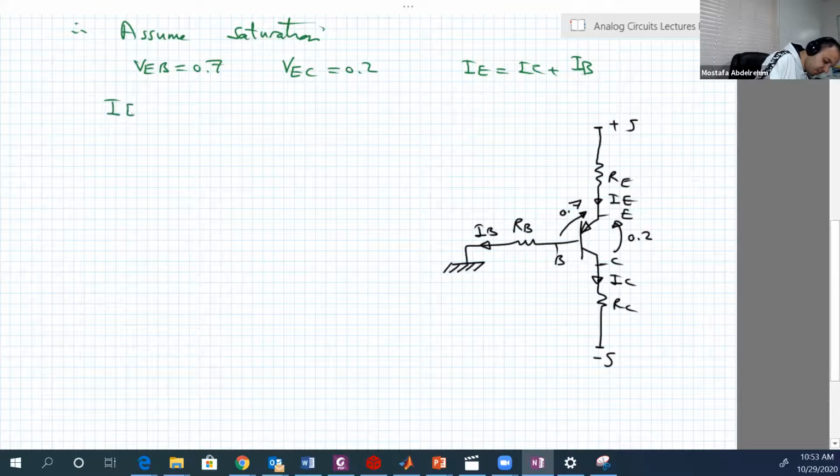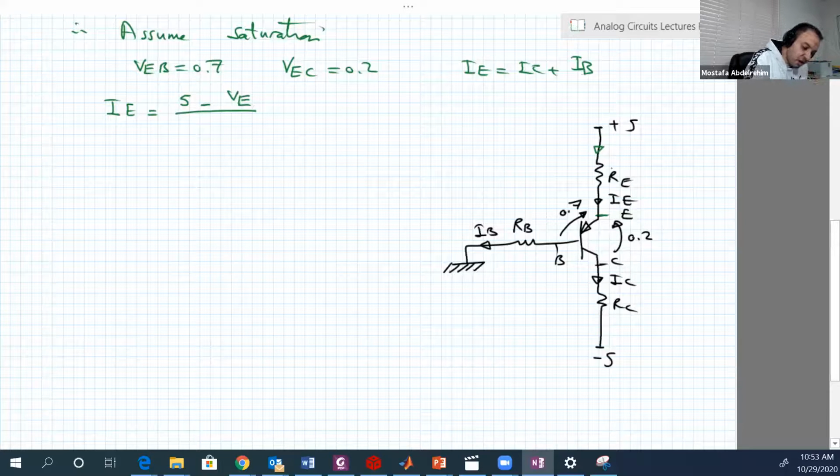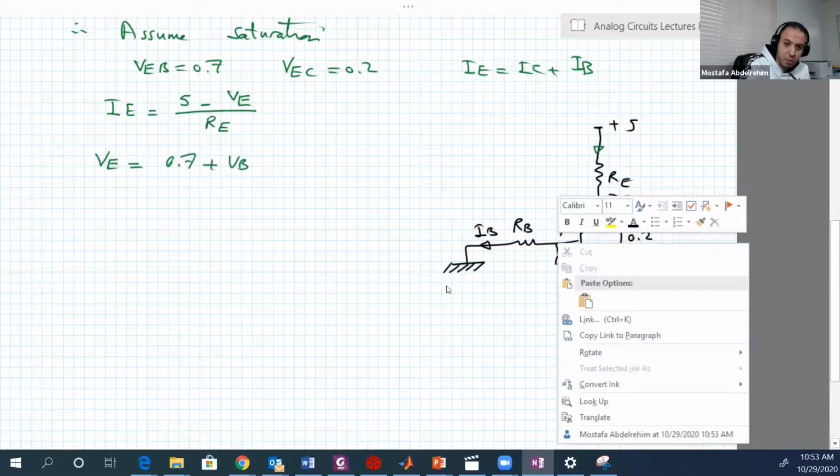IE is equal to, if E is flowing in that direction, 5 minus this point, which is VE, over RE. How about VE? VE is equal to 0.7 plus VB. So we know that this point has a higher voltage than this point by 0.7.